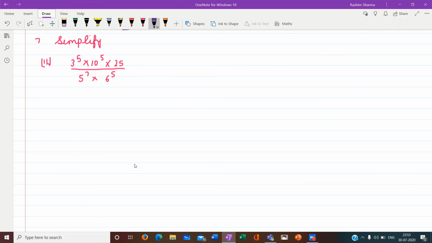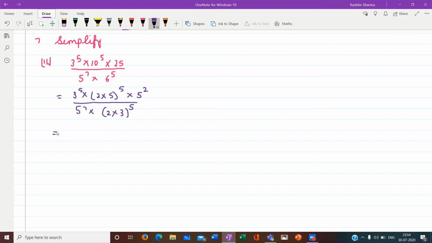Last question is simplify. Here we have 3 raised to power 5 into 10 raised to power 5 into 25 upon 5 raised to power 7 into 6 raised to power 5. So we get here 3 raised to power 5 into 10, means 2 into 5 raised to power 5, and 25 can be written as 5 raised to power 2, 5 square. And here we have 5 raised to power 7 into 6, which can be written as 2 into 3 raised to power 5. Alright.